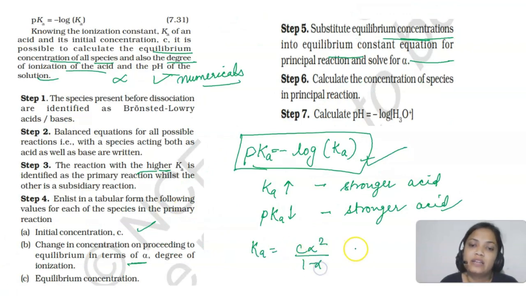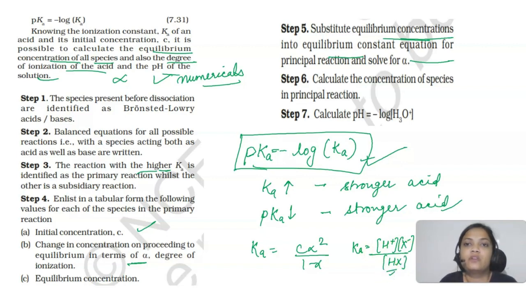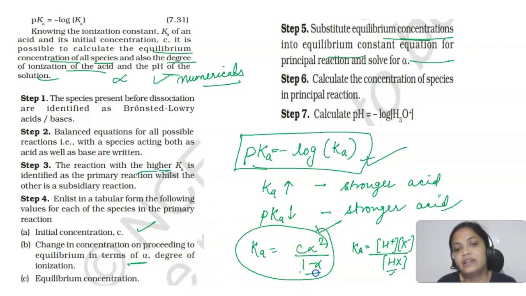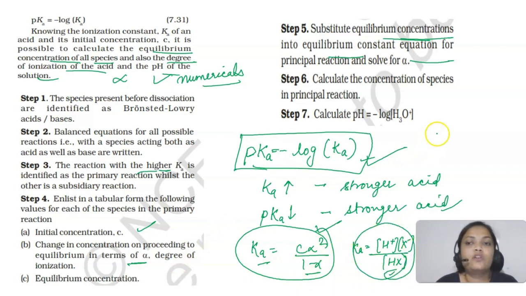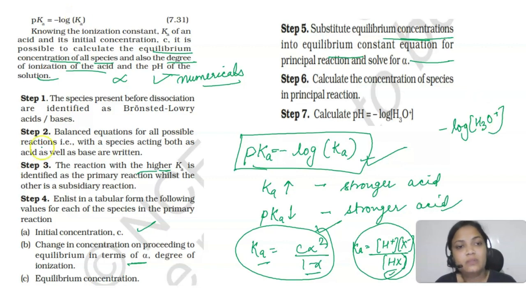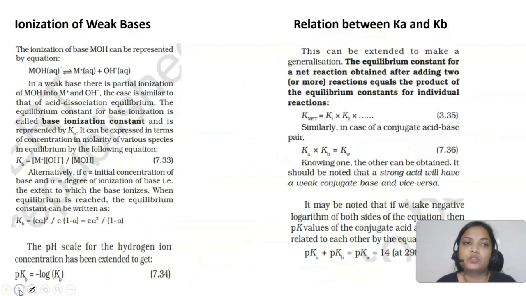And if you have any acid, in terms of concentration, it is H plus times X minus upon HX. That's what we will be taking. From here you can find out the value of alpha. If you know the value of Ka, you can find out the concentration also. And pH, we all know, is minus log of hydrogen ion or hydronium ion concentration. So these things will be used in the numerical portion.